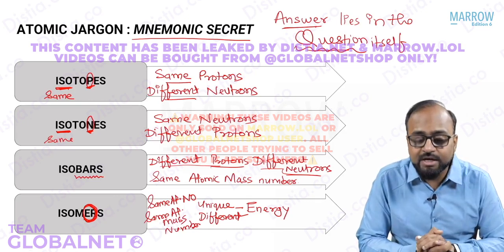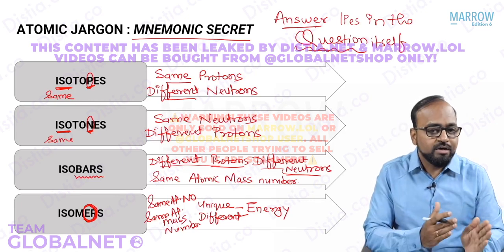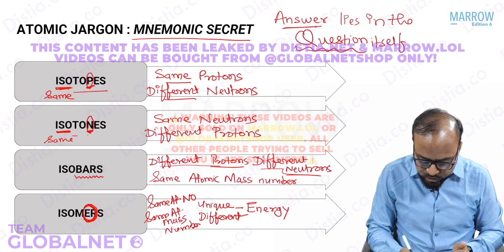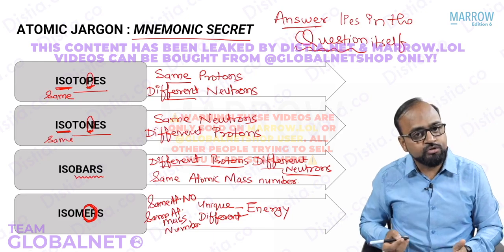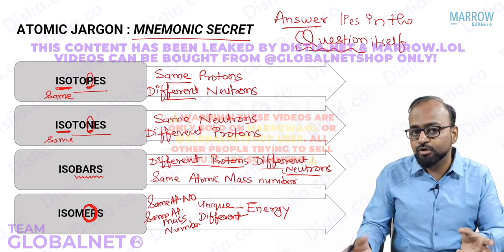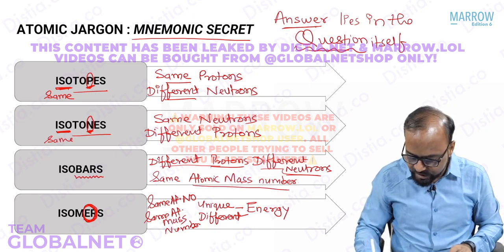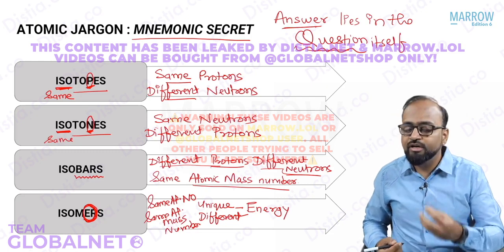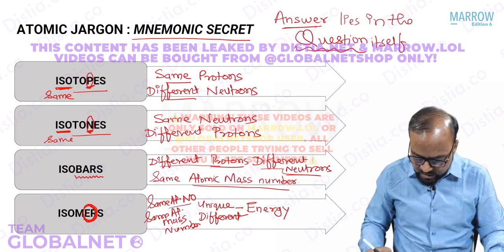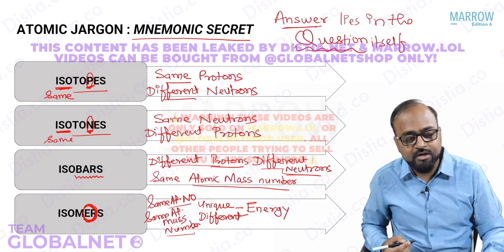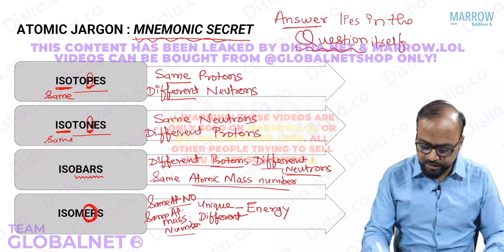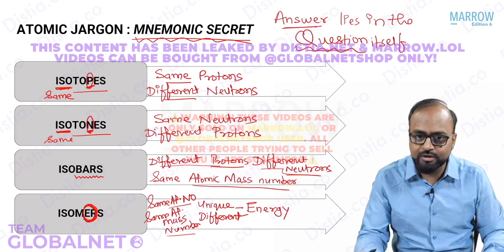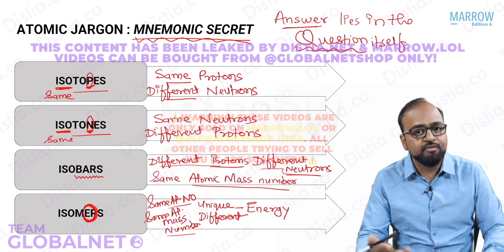Let us quickly revise. What are isotopes and isotones? Iso means same. So same protons, different neutrons are isotopes. Isotones, same neutrons, different protons. Isobars, different protons, different neutrons, but if you add them up, they have the same atomic mass number. Isomers, E and R, they have unique or different nuclear energies in spite of having the same atomic number and same atomic mass number. So that is how you can use the mnemonic secret. The answer lies nowhere else. It lies within the question itself, which is right in front of you in the exam. So that is how you'll be able to remember it without mugging it up.